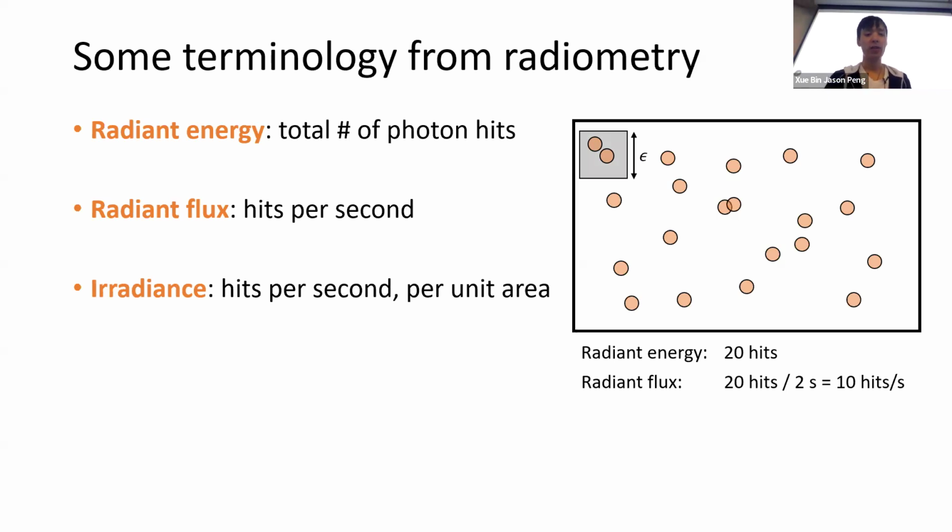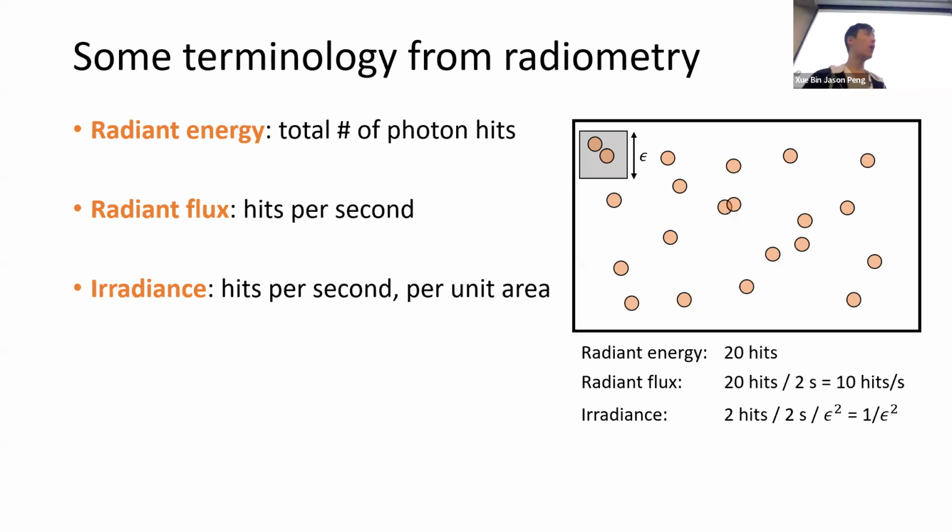So in this case, let's say for this small patch of surface, we counted about 2 hits over the course of 2 seconds. Since the small patch has an area of epsilon squared, we can say that the irradiance, the rate at which light arrives over some unit area on our surface, will be roughly 1 over epsilon squared. So this is roughly the amount of light energy that some small unit area is going to receive on our surface per unit of time.